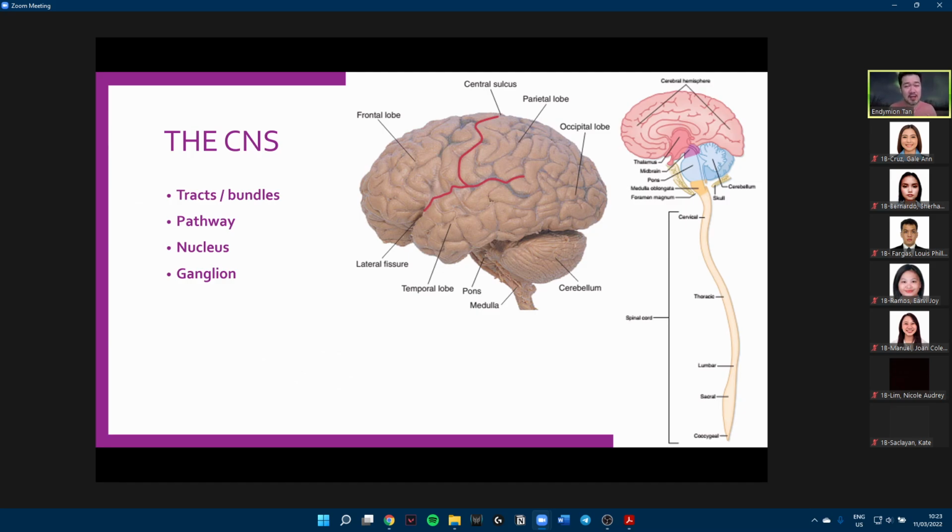Pag pathway, from one distant site to another distant site, pero very specific. Most of the pathways are usually seen in the special senses. Visual pathway from the eye to the brain. Auditory pathway from the ears to the brain. Olfactory pathway, gustatory pathway from the nose, the tongue to the brain. So most likely they are of your special senses.